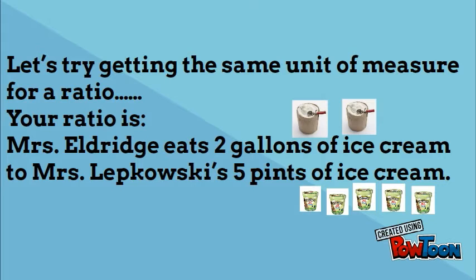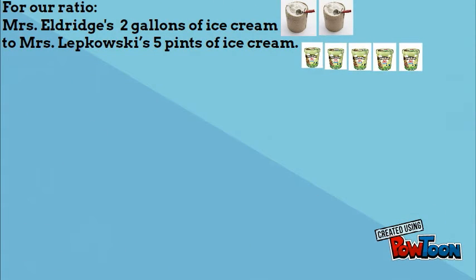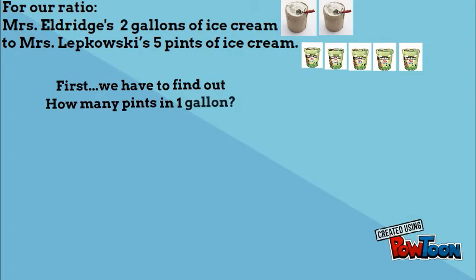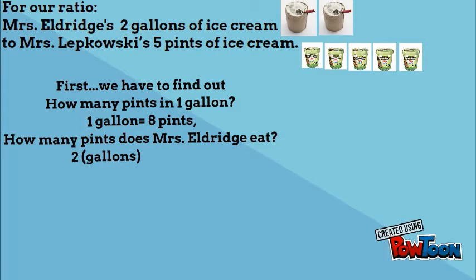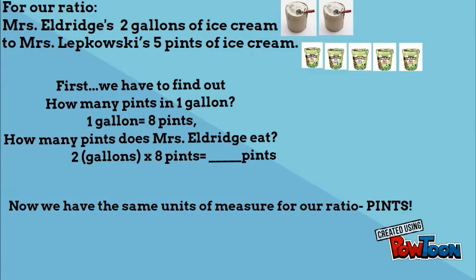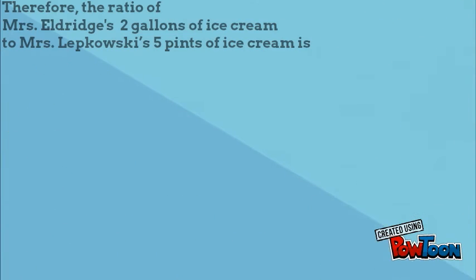Your ratio is Mrs. Eldridge eats 2 gallons of ice cream to Mrs. Lepkowski's 5 pints of ice cream. All right, with our ratio above, first we have to find out how many pints in 1 gallon. Well, 1 gallon equals 8 pints. So how many pints does Mrs. Eldridge eat? Well, her 2 gallons times 8 pints equals her pints. So now we have the same units of measure for our ratio, pints.